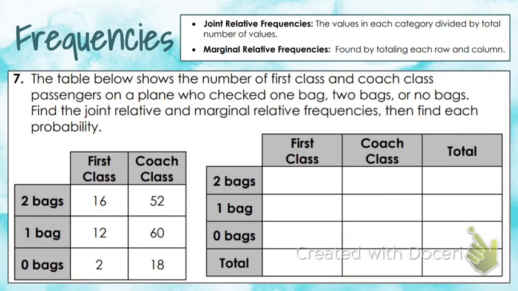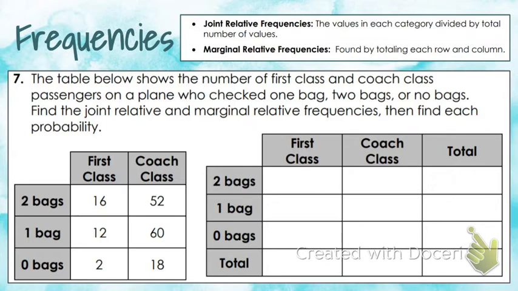Now, the last thing we want to look at today is something called a frequency chart or frequencies. And there are 2 types of frequencies. They are called joint relative frequencies and marginal relative frequencies. I'll point these out to you after we do the chart. So I want to show you how to fill in the chart first, and then we'll talk about the difference.